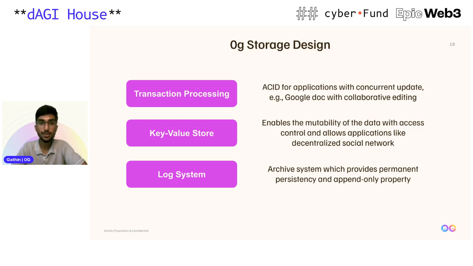Next is the transaction processing. We also have the asset properties for applications with concurrent updates. For example, we can say the Google Doc with collaborative editing. You could do all the functionalities present in a normal database storage in Web 2. You could do everything here in Web 3 on 0G chain.